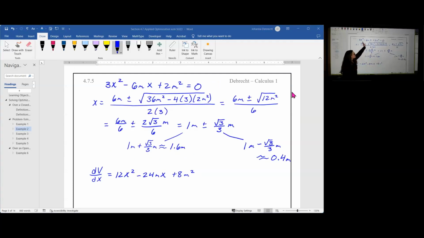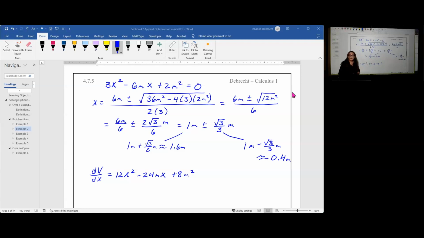When you apply the quadratic formula, you can leave the units in. Notice they do work out. If they don't, something's probably wrong. We end up, after simplification, with 1 meter plus or minus the square root of 3 divided by 3 meters. We split this into 2 so we can get approximate values. And this gives me about 1.6 meters and 0.4 meters.